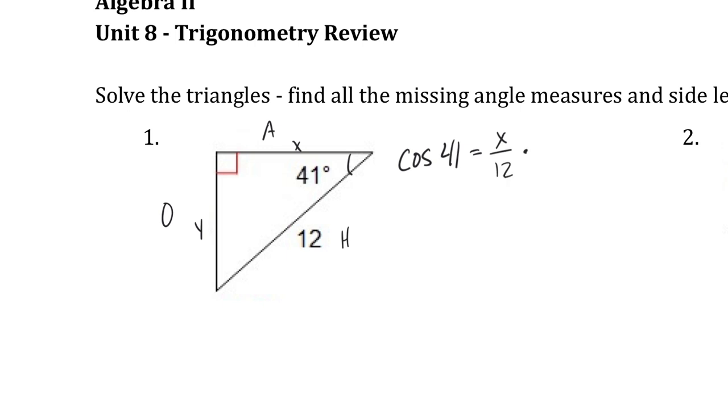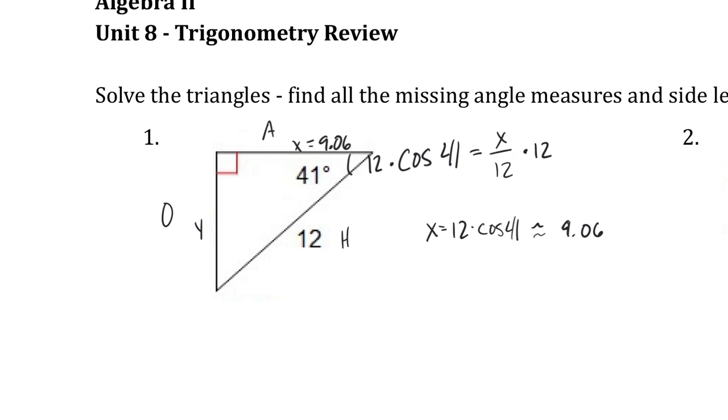Just make sure that you're in degrees in your calculator while you're doing this, because otherwise it's not going to work. Multiply both sides by 12. I get x equals 12 times cosine of 41, and that gives me about 9.06. I want to make it a routine to round to two decimal places on this worksheet. So 9.06.